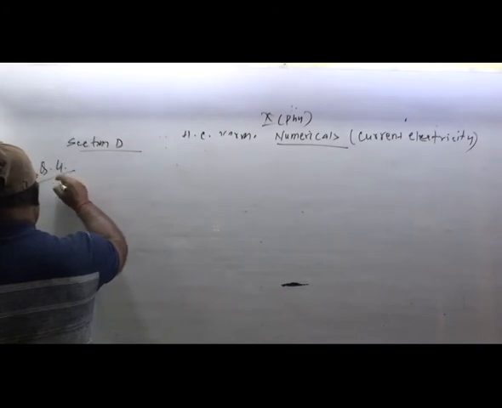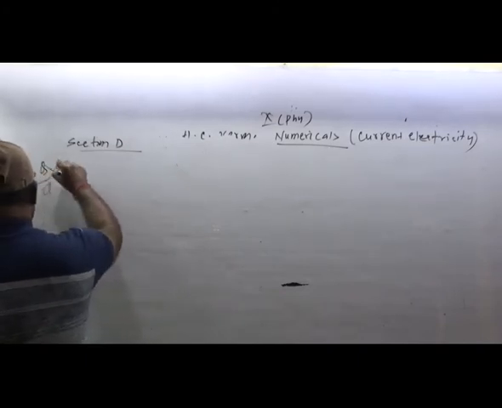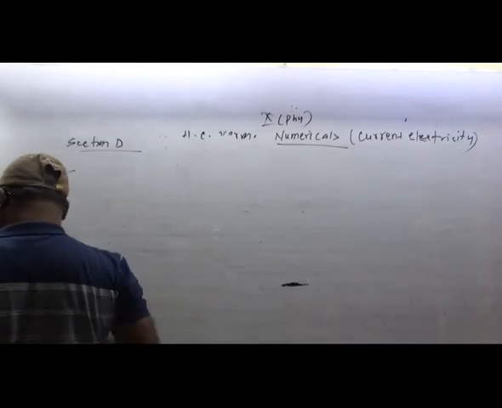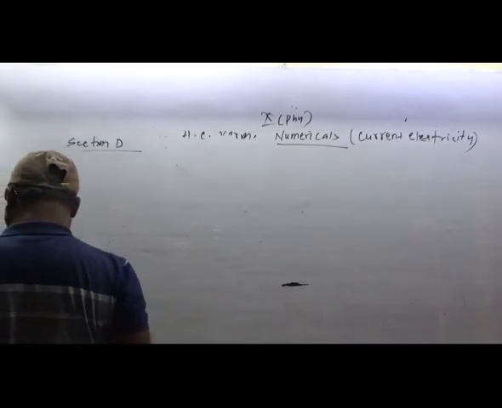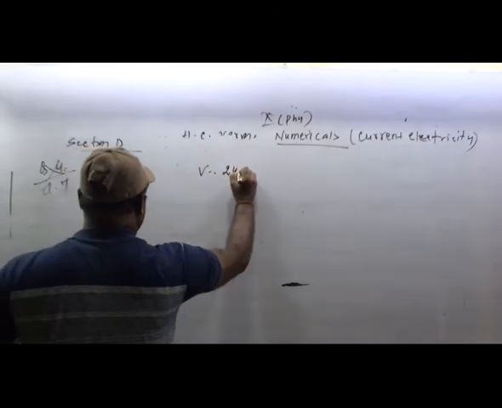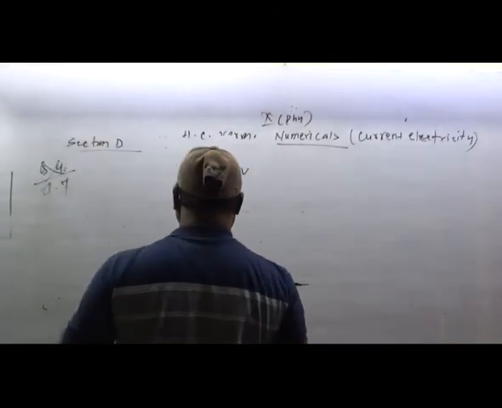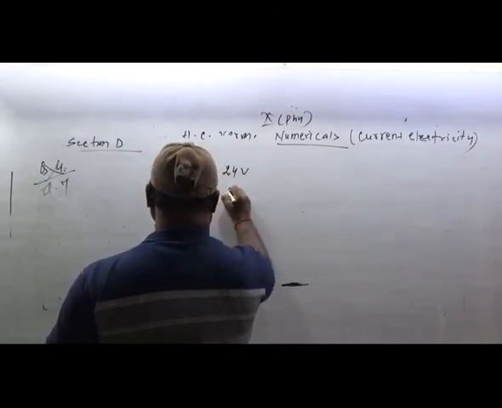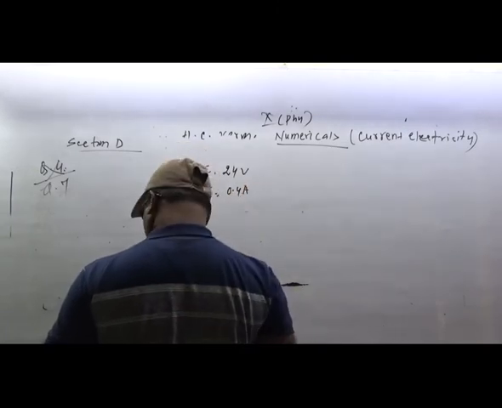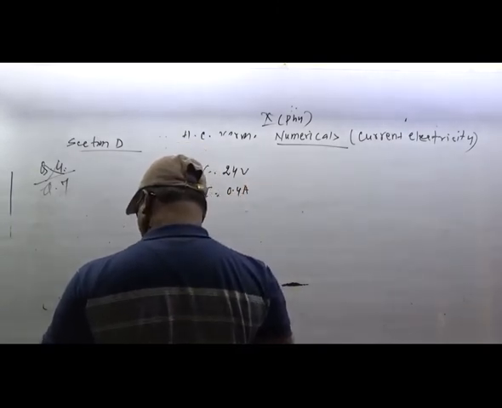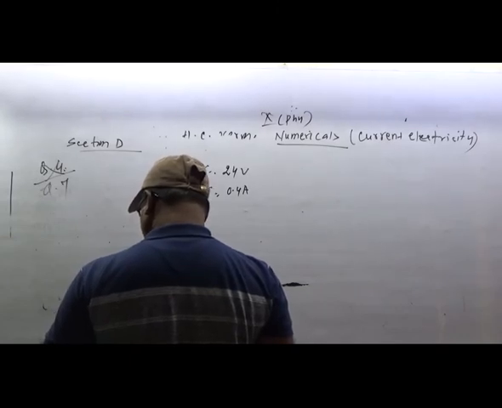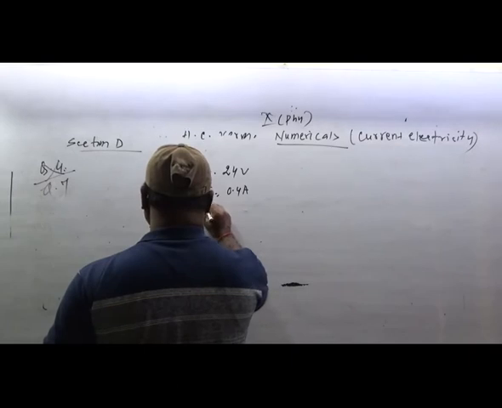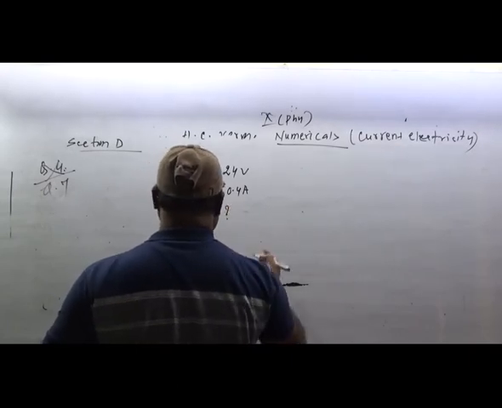Question number 7. When a 24 volt battery is connected to a resistor, the current in it is 0.4. So I is equal to 0.4. What is the resistance of the resistor? R is equal to R, simple.